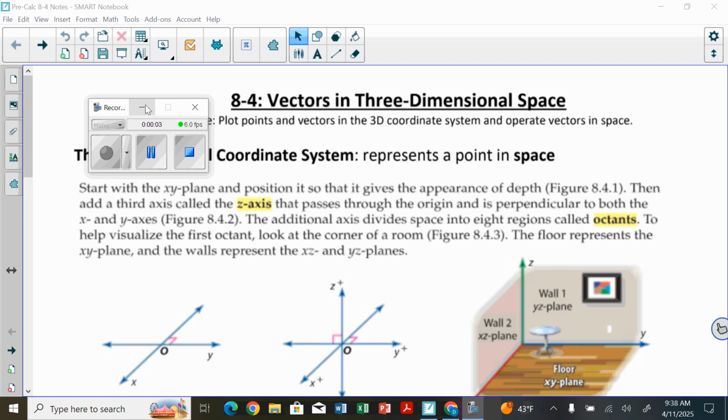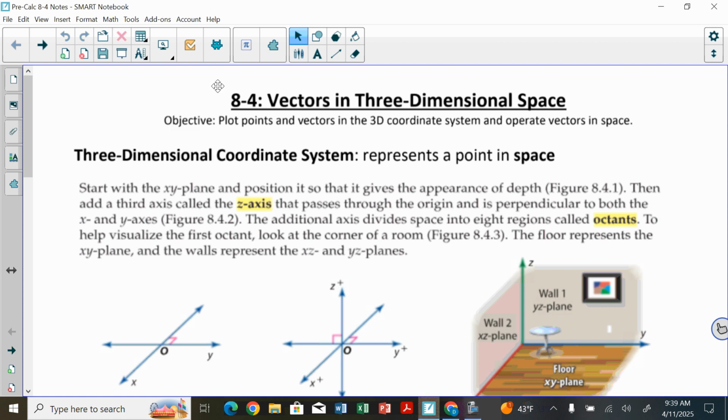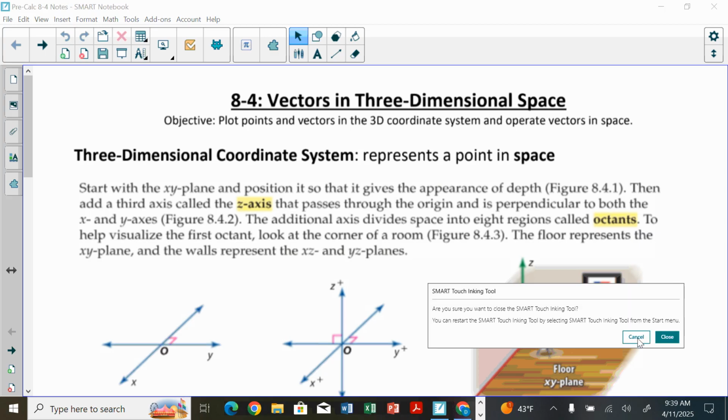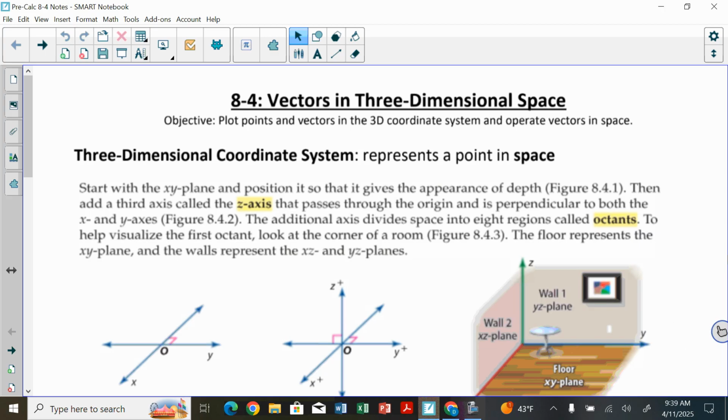Okay, pre-calc 8.4. We are talking about vectors in three-dimensional space. It's just kind of an extension from 8.2. There's not much of a major difference here. You're going to be doing the same things, but just extending it a little bit.